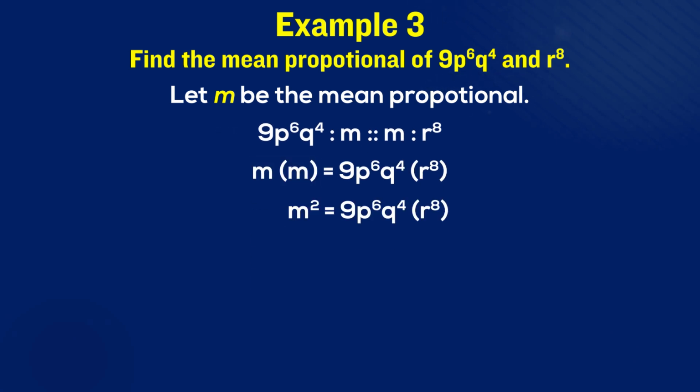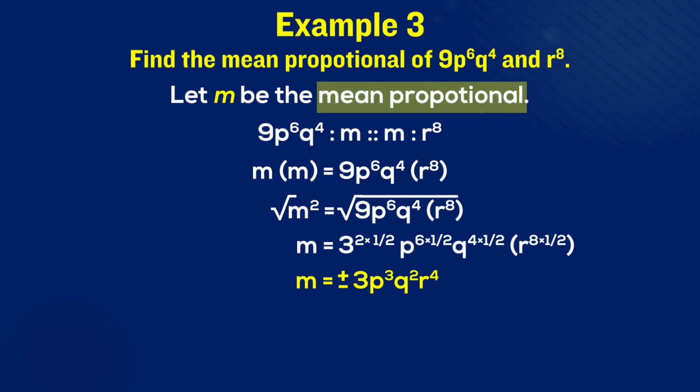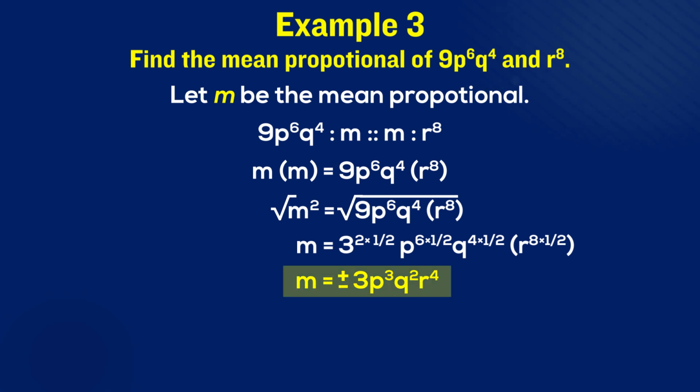This becomes m squared, which, while impressive, isn't what I need right now. I was actually looking for m. For that reason, take the square root on both sides. The value that comes out of the square root is plus minus 3p cubed, q squared and r power 4. You had to find m, the mean proportional, and you have two values for it as your solution. One with a plus sign and the other with a minus. Done! This round is over.